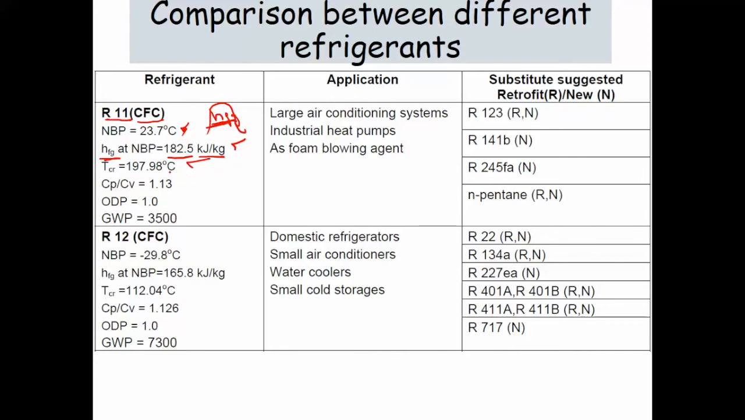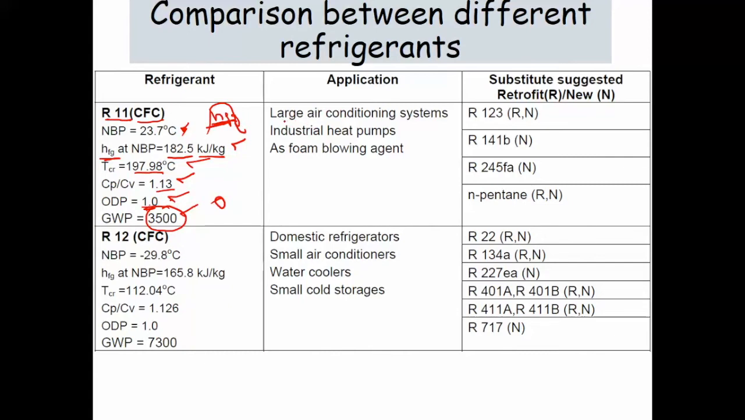Critical temperature for this is 197.98, and the Cp upon Cv value is there. The ozone depletion potential is there, and the global warming potential is there. You can see the global warming potential for this is 3500. In case of ammonia it was 1200. And here you can see the ozone depletion potential is 1, and it is recommended that the ozone depletion potential should be 0.